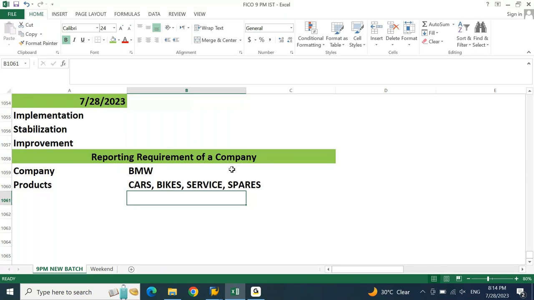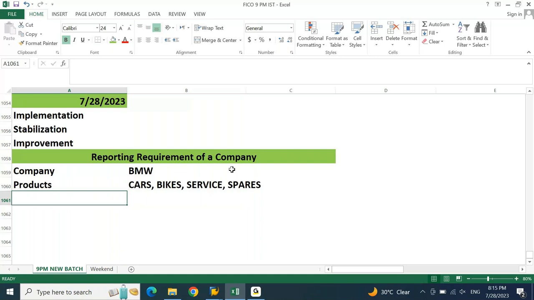Right. BMW is selling cars. BMW is selling bikes. BMW is also selling the service because it's a paid service. When you go for servicing, it's a different product for them. Similarly, spare parts. Now here, if this is the business process of BMW, at what level do they want to generate their profitability, or at what level do they want to look at their profitability reports or the generic reporting to manage or to understand their business process or business progress.